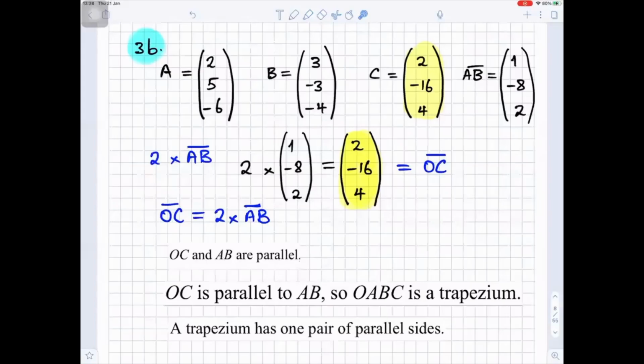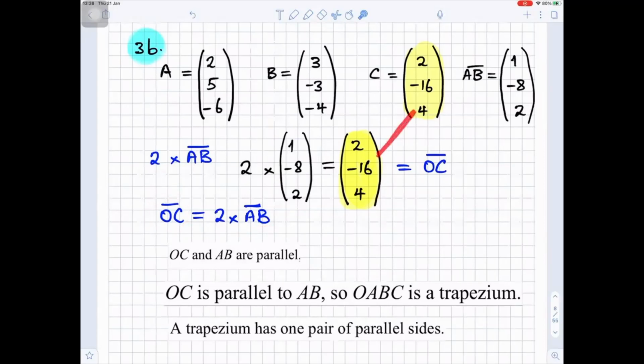Question 3B. I've written vector A as a column vector, B as column, C as column, and AB as column. You will notice that if you multiply 2 times AB, which is 1, minus 8, 2, so 2 times 1 is 2, 2 times minus 8 is minus 16, and 2 times 2 is 4. That means OC is the same as 2 times AB.